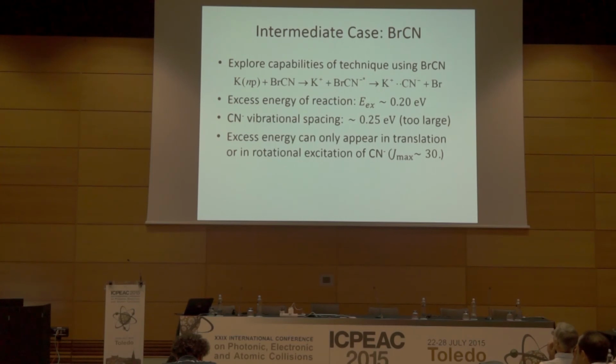So what that means is that for all K plus CN minus bound states formed by this process, they will have a CN minus in the vibrational ground state. So what we can conclude from that is all the energy released from this reaction will either appear in translation of the fragments or it will appear in rotation of CN minus. Now, because the rotational constant of CN minus is relatively small, that means there is sufficient energy to excite many rotational states up to about J max equals 30.